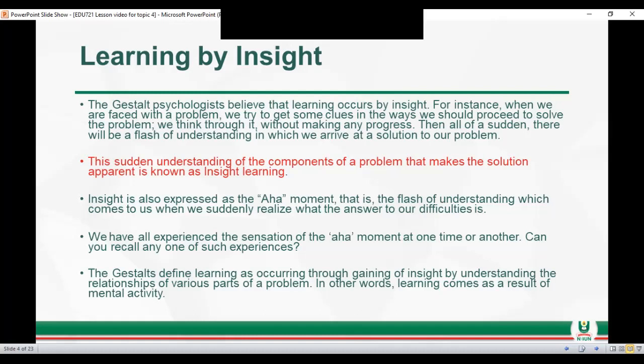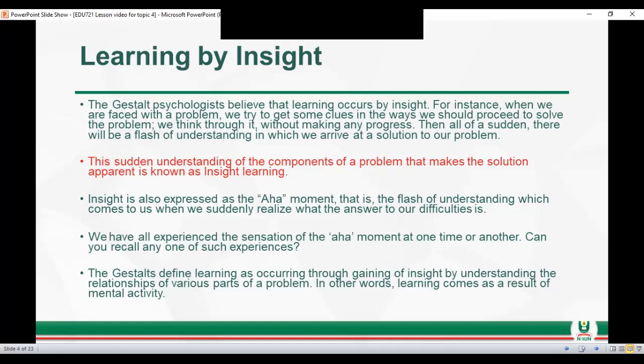Then I'm sure you have found out that all of a sudden, there's usually a flash of understanding where you say, oh, aha, I can get this. You get this flash of understanding in which we arrive at a solution to our problem. This sudden understanding of the components of a problem that makes the solution apparent is known as insight learning.